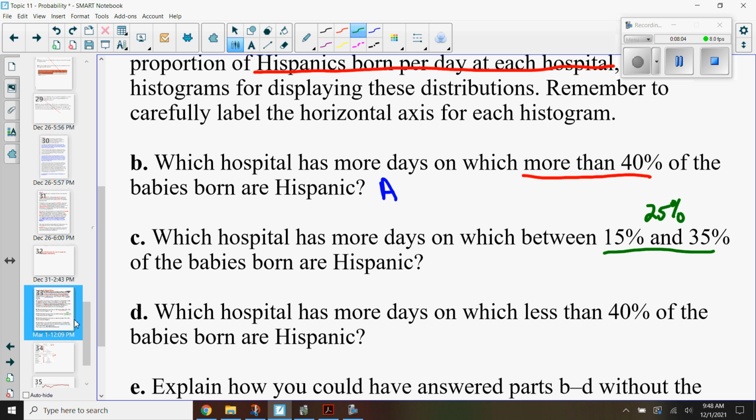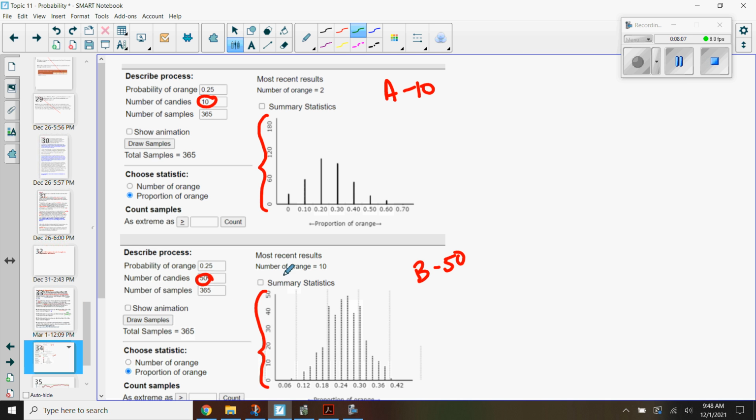Let's go back and look at our pictures. Well, 15 to 35%, that would be right about here to right about there. So this many of the total were in Hospital A. But if I go 15, which is right about here, sorry, it's not straight. Let me make it straight. 15 to 35. Oh, I can see a much larger percentage of the days in Hospital B had between 15 and 35%.